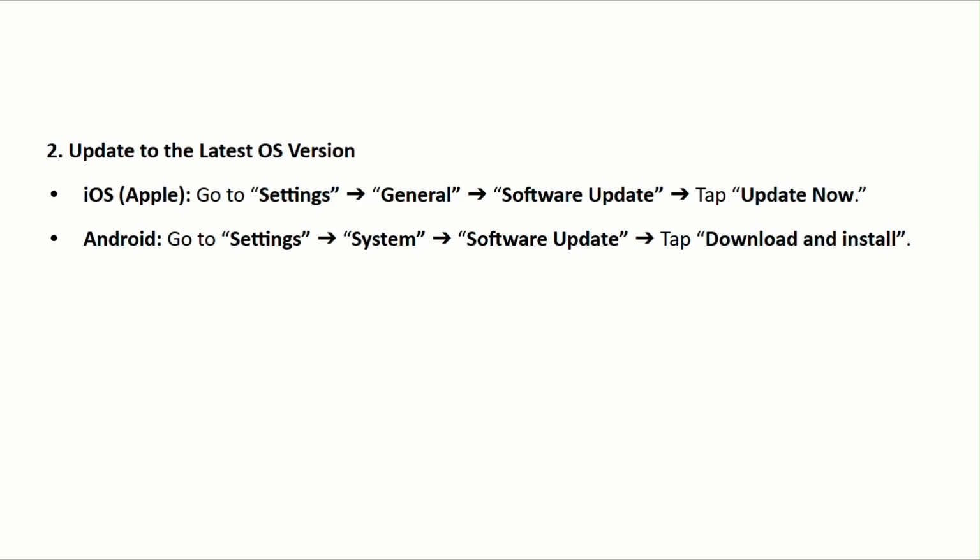Update to the latest OS version. For iOS, go to Settings, then General, then tap on Software Update and click Update Now. For Android, go to Settings, then System, then Software Update and tap Download and Install.